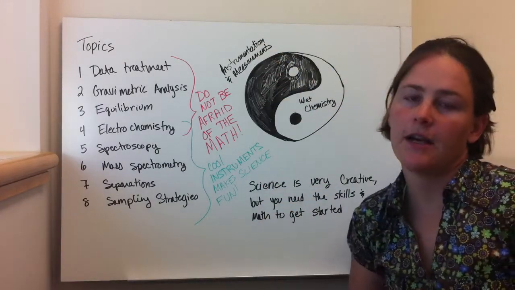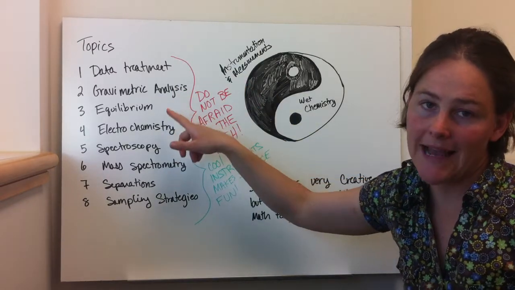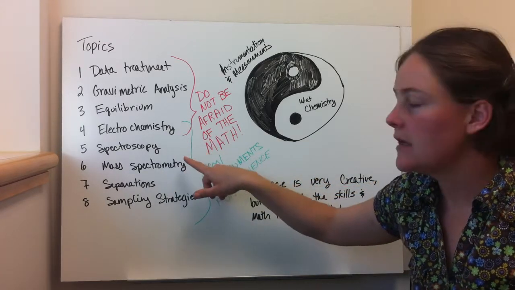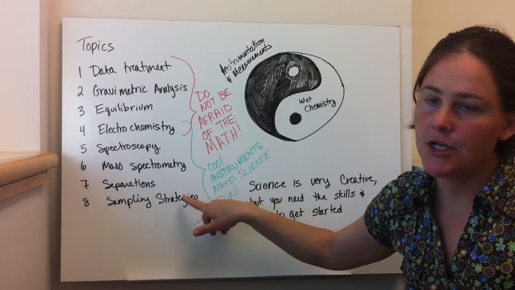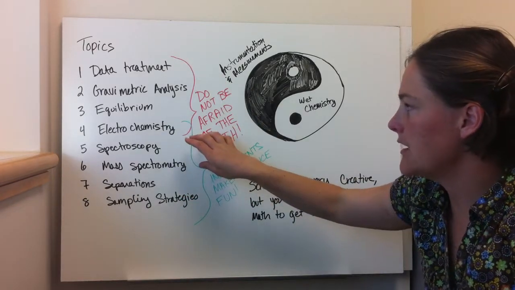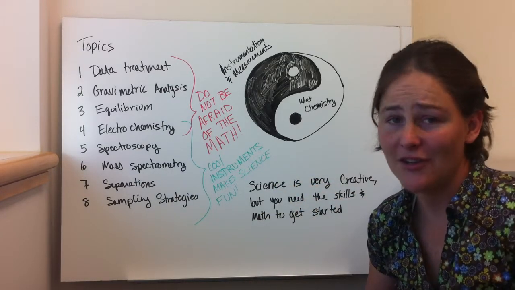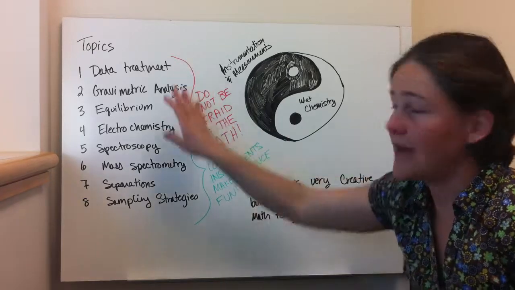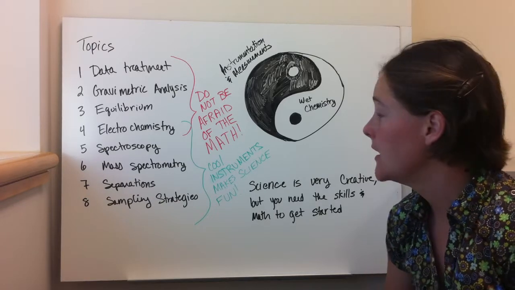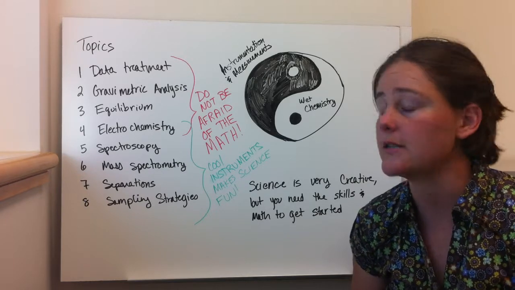So, the topics that we're going to cover are data treatment, gravimetric analysis, equilibrium, so like acids and bases, that type of thing, electrochemistry, spectroscopy, mass spectrometry, separations, and some sampling strategies. For the first part of the semester, it's mostly going to be calculations, and I no longer want you guys to be afraid of the math. Math is actually super cool, and if you end up being a chemist, you're going to use it every day. I know I do. It's basically just algebra, so if you have a firm grasp on algebra, we should be able to get through it just fine.